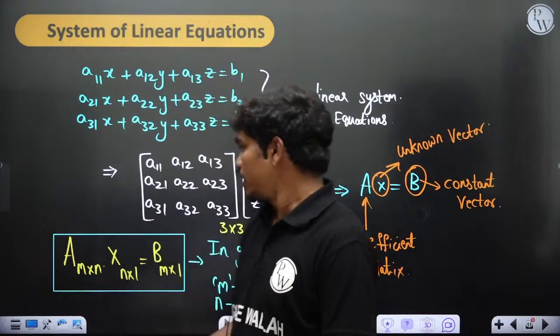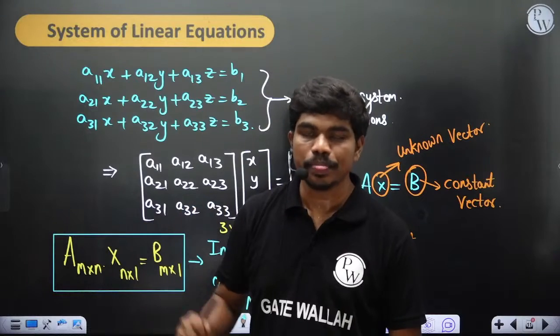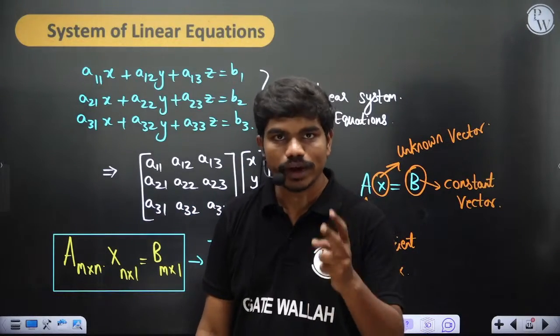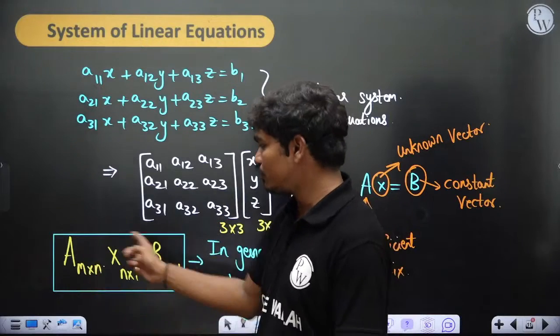Okay, now let's see how to actually check whether this system has a solution or not. For that, first of all I'll talk about 2 by 2s. I'll take 2 equations with 2 unknowns and explain. The same can be extended generally for this system.